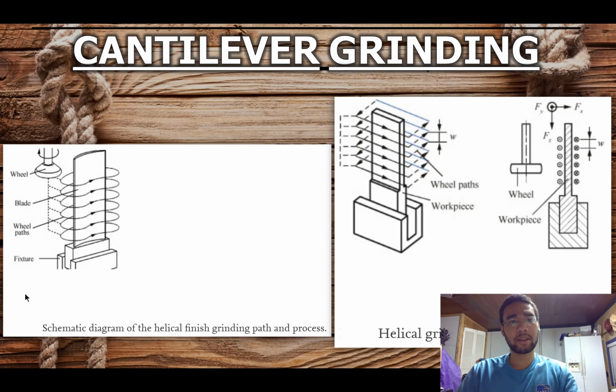This slide here paints a good picture of what cantilever grinding looks like for y'all. In this figure on the left, you have the fixture here and the workpiece, which is the blade. Then you have the wheel, and the wheel will follow the arrows as its path. And this figure on the right is the same thing, just from a different perspective. You got your workpiece and the wheel path, and it's just working its way down or up.